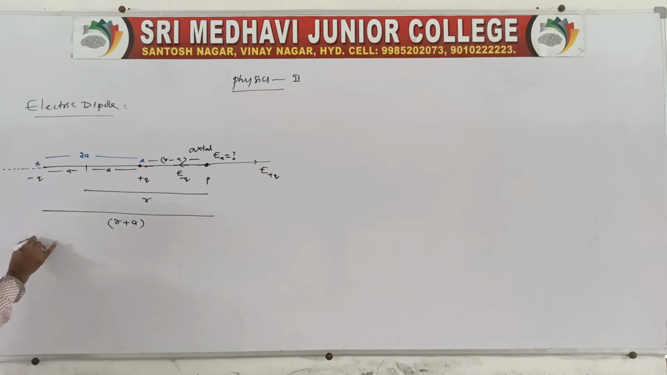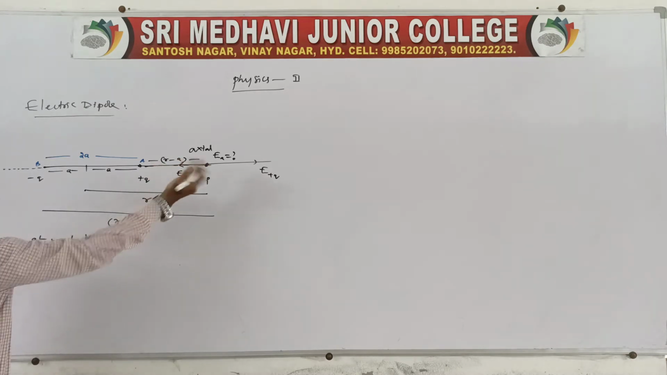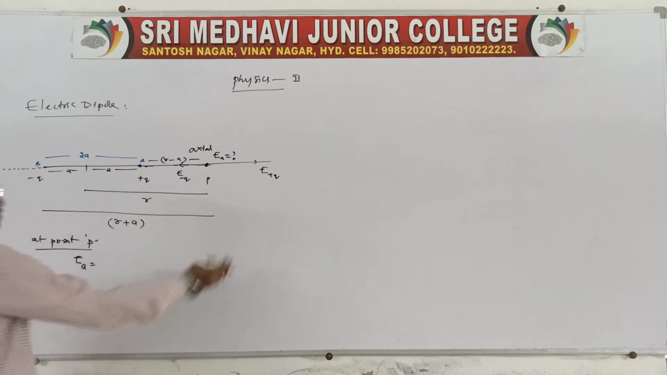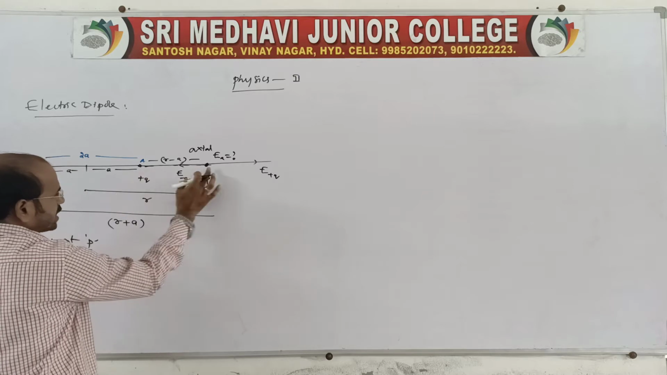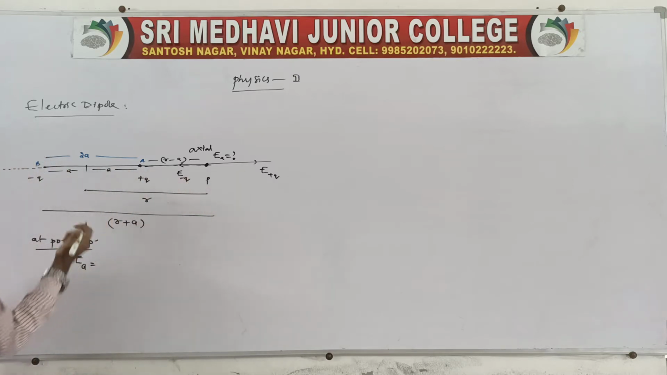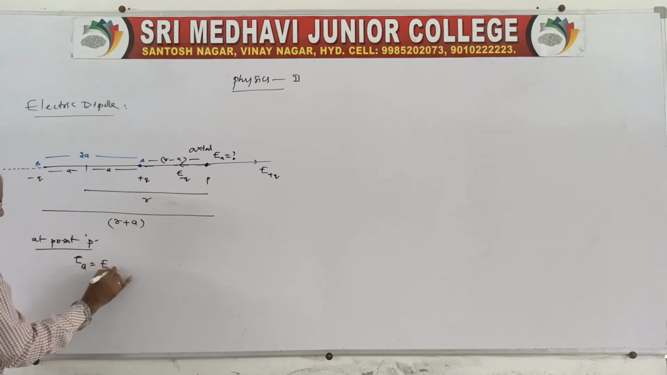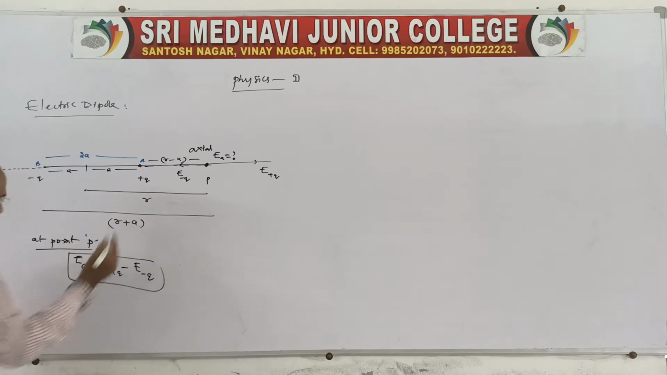So at point P on the axial line, we will find the resultant. Both fields will be opposite in direction, since one is plus q and the other is minus q. Of course, plus q is very close to point P and minus q is at a little more distance. So we take the resultant as plus q minus minus q, like this.